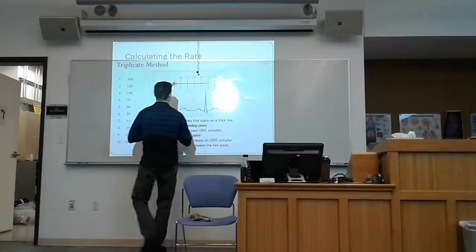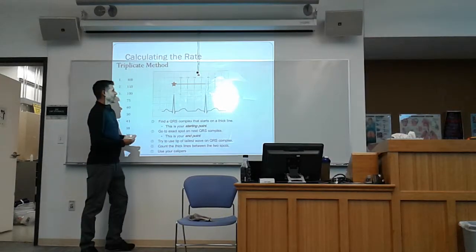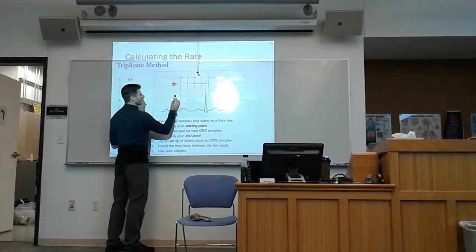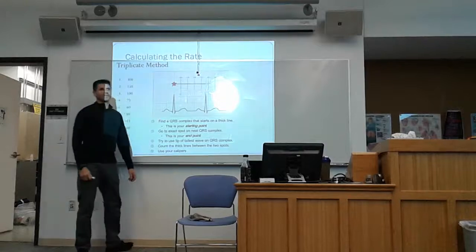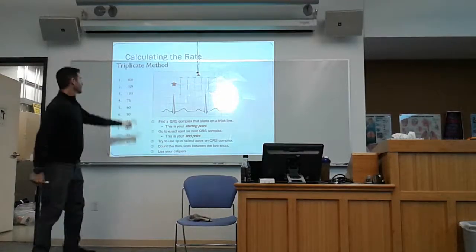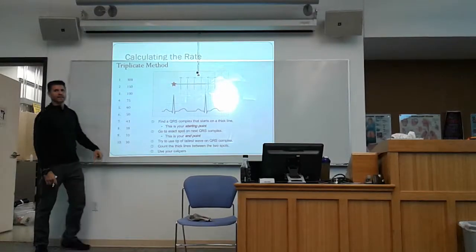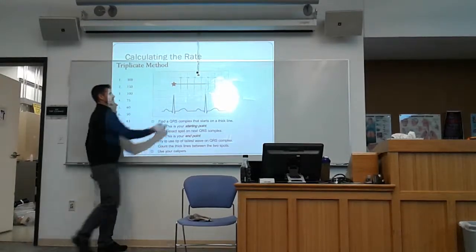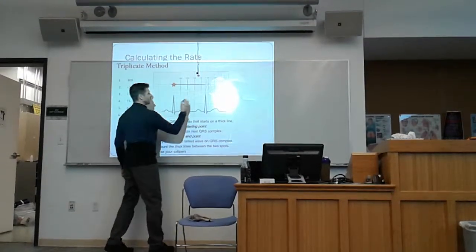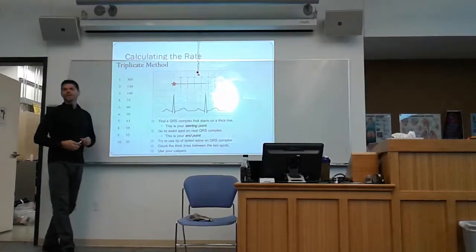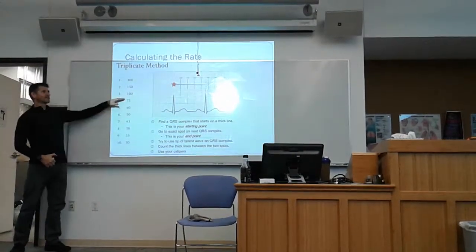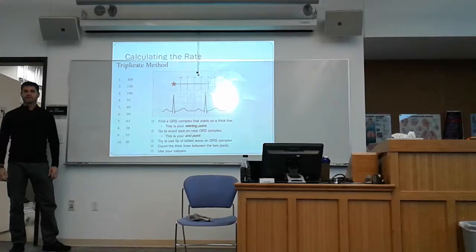So if my QRS complex was right there, I would have 5. 1, 2, 3, 4, 5. What is 1,500 divided by 5? 300. If it were here, I'd have 10. What's 1,500 divided by 10? If it was right here, I would have 15 boxes. What's 1,500 divided by 15? You see it's all math? You can see that right up there.